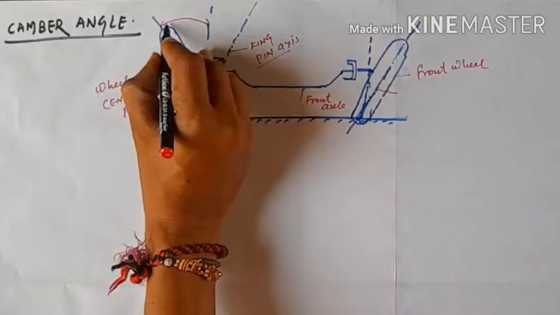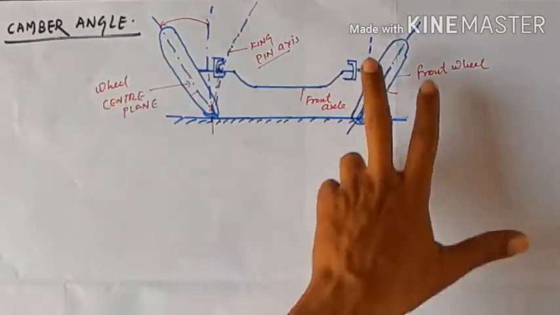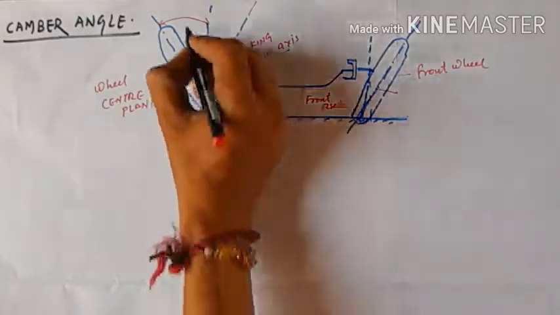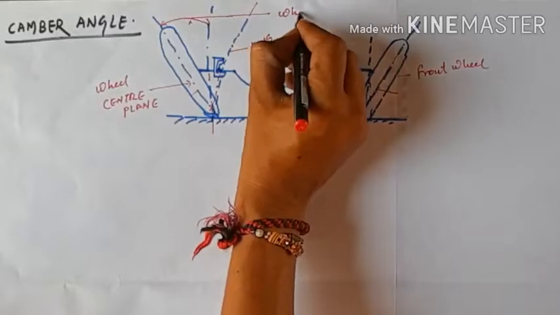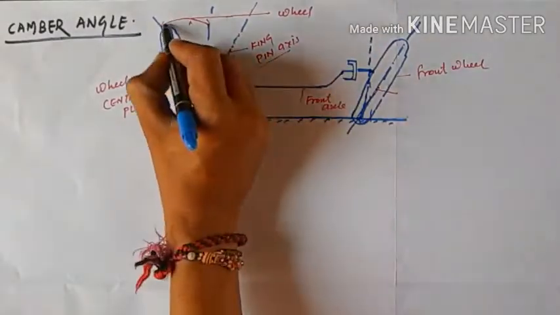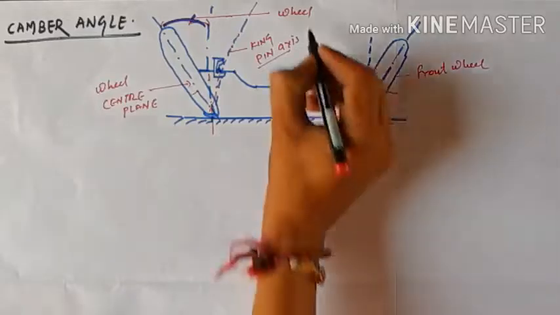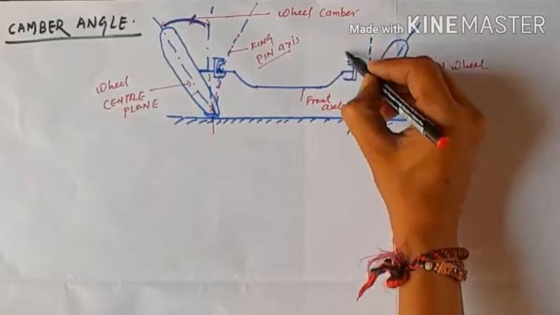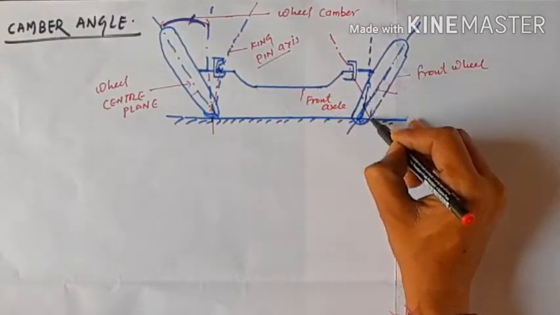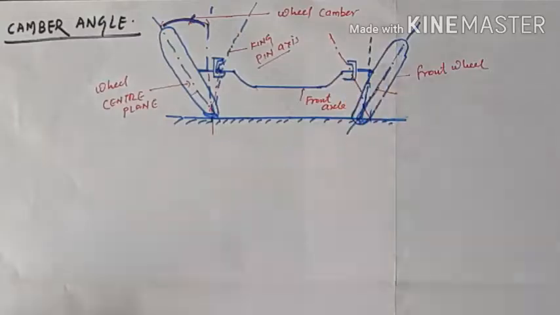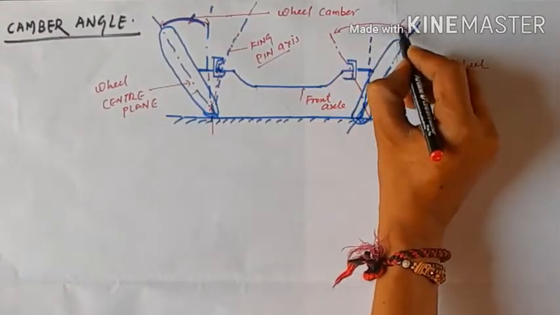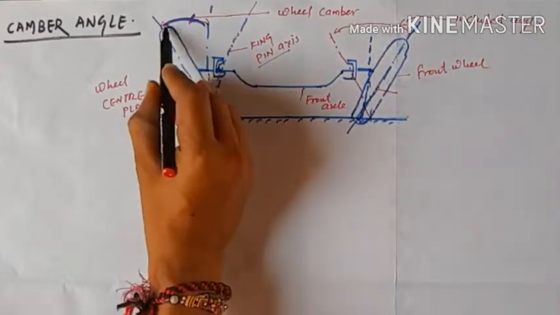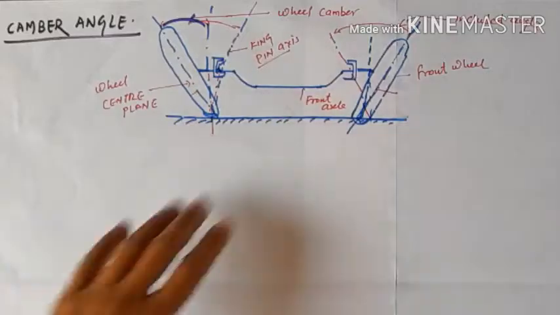So some angle is made here. This is called the camber angle. So this is your wheel camber, this angle shows your wheel camber. And then with this kingpin axis, the total angle is the included angle. Here again, make it till the end, it is the included angle.